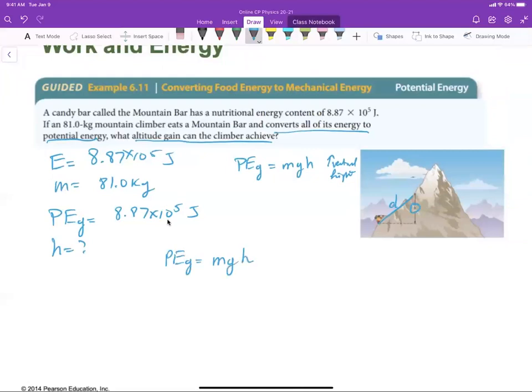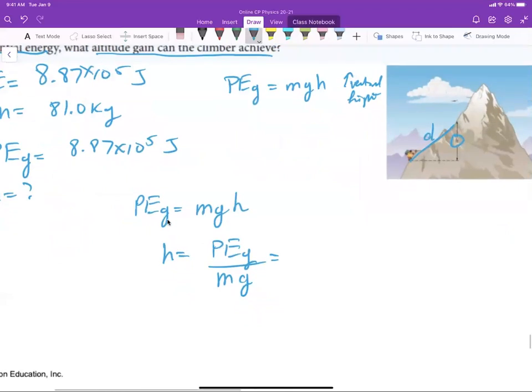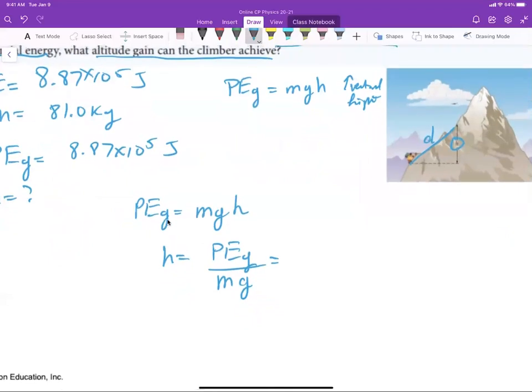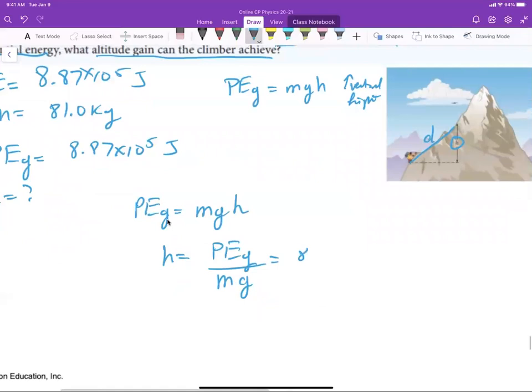And that will be H equals potential energy due to gravity divided by mass divided by acceleration due to gravity. Notice I have no numbers until I've found what I'm looking for. And now I would plug in my numbers.